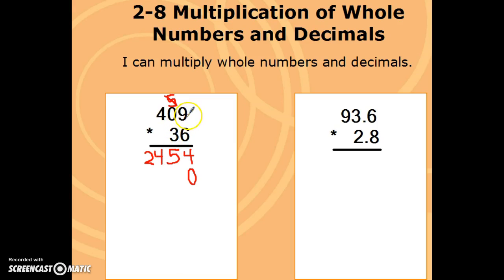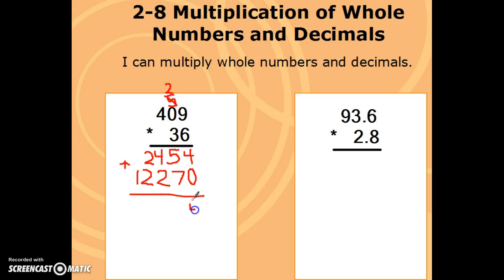So now 3 times 9 is 27. Put my 7, carry my 2 this time. 3 times 0 is 0, plus 2 is 2. 3 times 4 is 12, so again, I'll put my 2. If I were to carry my 1 out here, I would bring it straight down. And now I need to add these two numbers together to get my total.